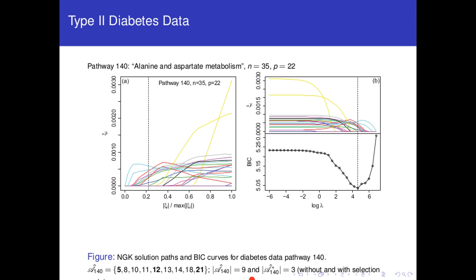We also apply our approach to pathway 140. Same procedure. We identify 9 variables as important. And then we further calculate the selection probability. The selection probability threshold is 0.6. And then we only select 3 variables as important variables.